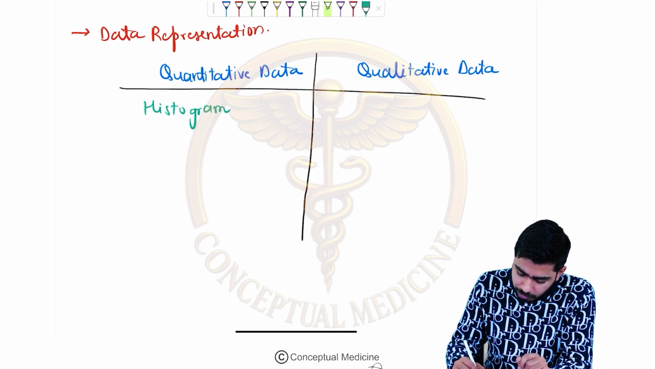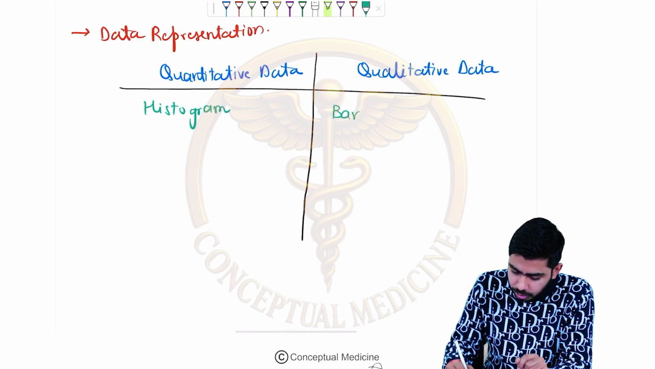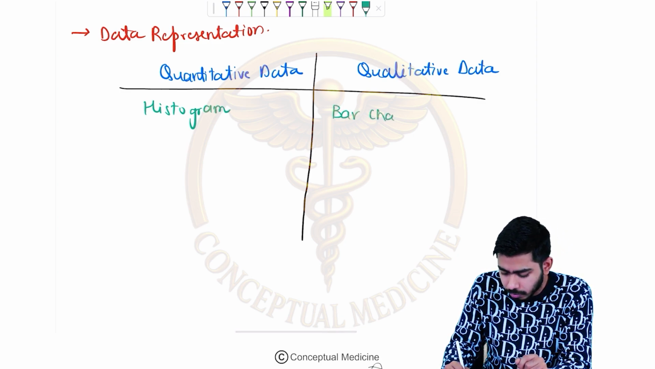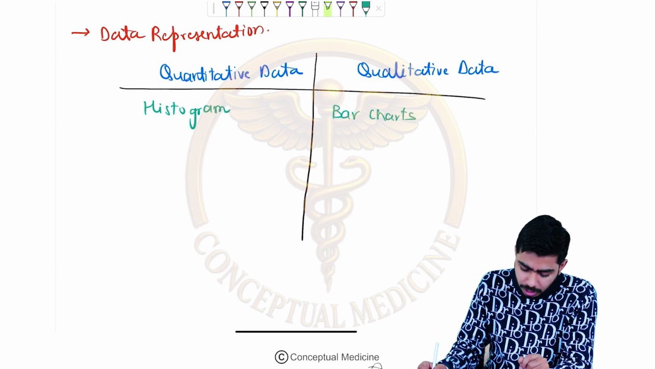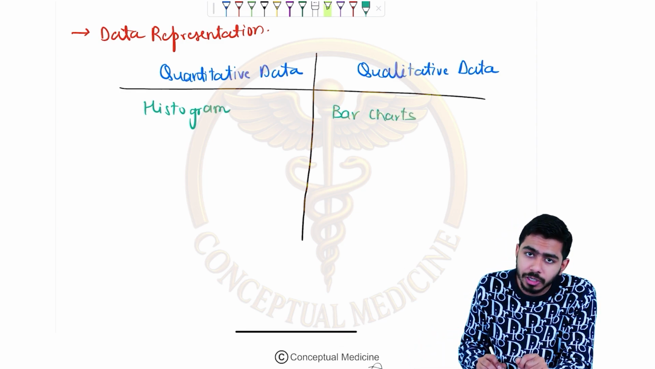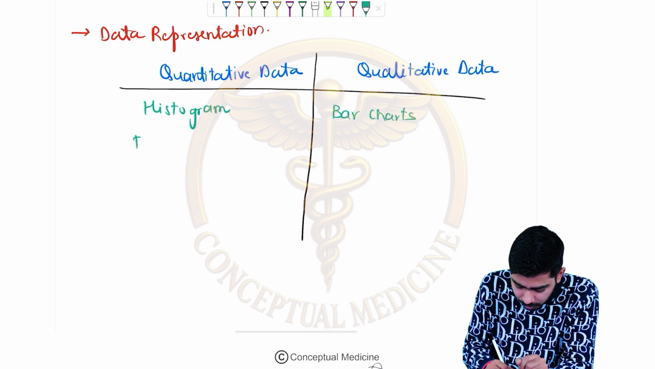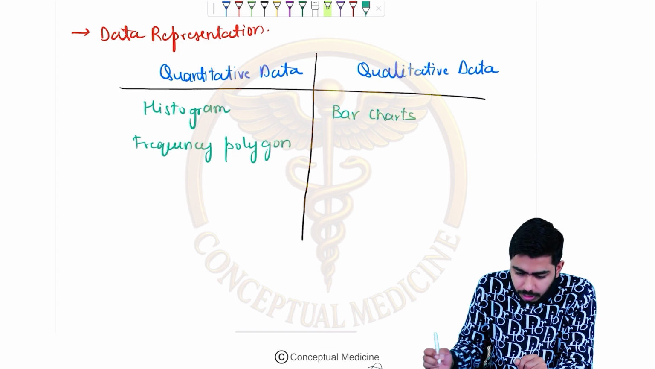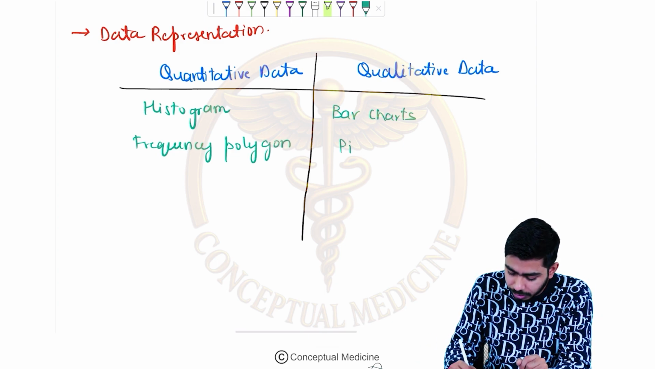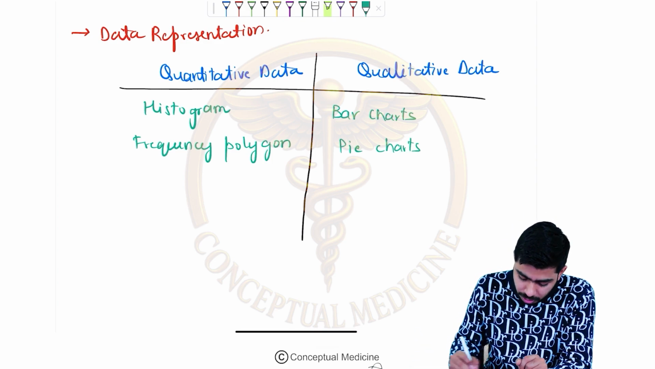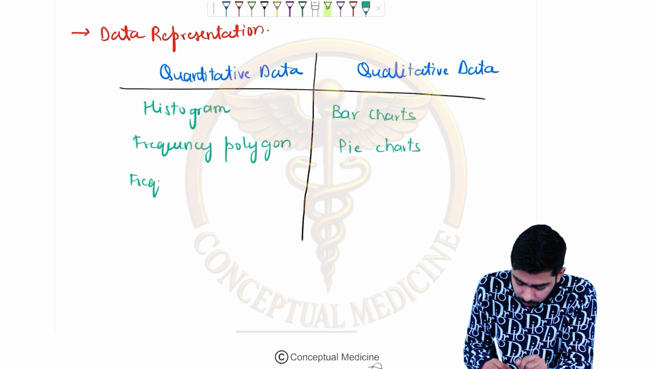If you talk about the qualitative data, we are talking about the bar chart, right? We are talking about the bar charts. Next, in the quantitative category only, we might be having the frequency polygon, right? On the other side, we might be having the pie charts. Yes, all of you must have heard about these pie charts.